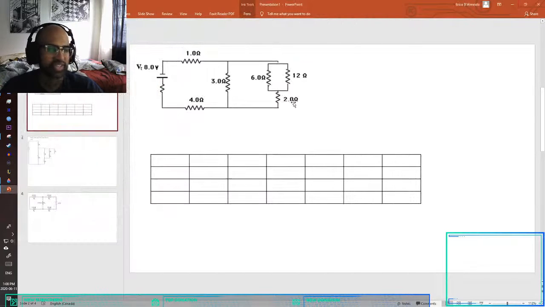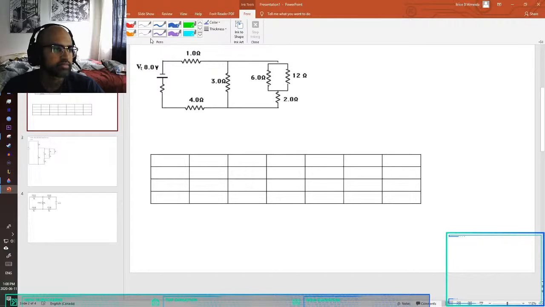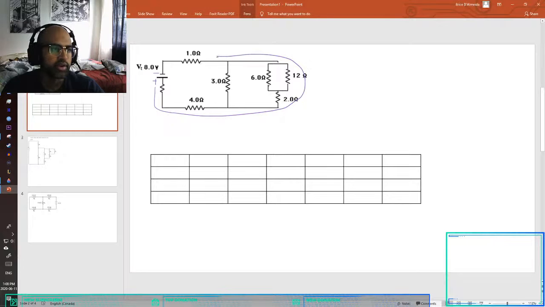Let's look at the first example, this one over here. The first thing I may want to do is just to redraw everything. Okay. This is our positive terminal. This is our negative terminal. For conventional current, we go from here to here. If I wanted to redraw everything, let's just draw it as a path. So we're starting at the positive terminal.